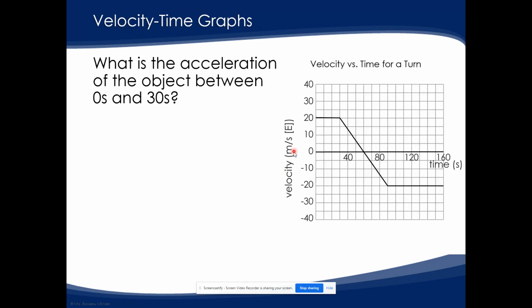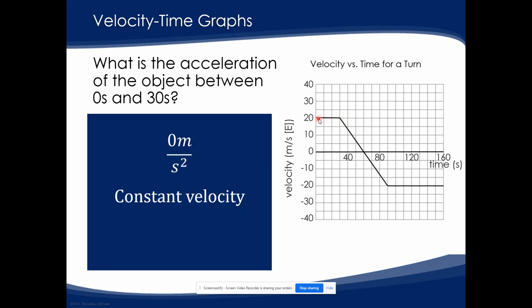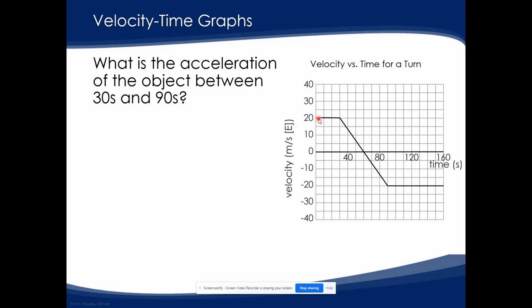So what's our acceleration of the object between 0 seconds and 30 seconds? From 0 to 30 seconds is this segment right here, and we have a 0 slope. So we have a constant velocity, meaning that we have 0 acceleration.